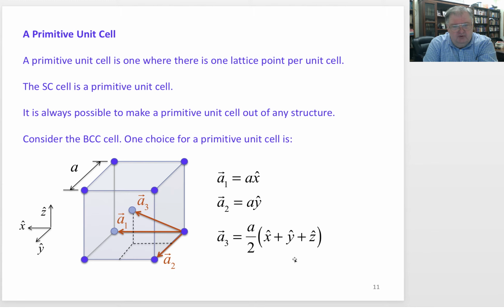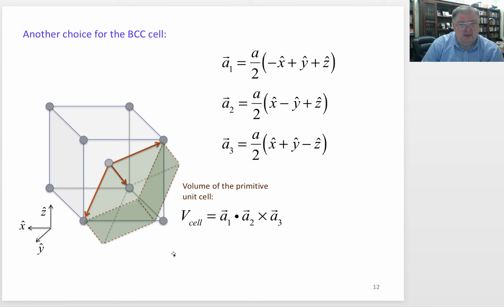One valid choice for a primitive unit cell is to take, as I've chosen the coordinate system you see right here, A1 along the x direction, A2 along the y direction, and A3 right up the diagonal middle of the cube here. So A3 is going to be A/2 times the unit vector x plus unit vector y plus unit vector z. That qualifies as a primitive unit cell. Those three vectors, A1, A2, and A3, sweep out a volume.